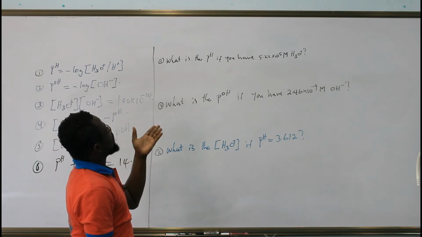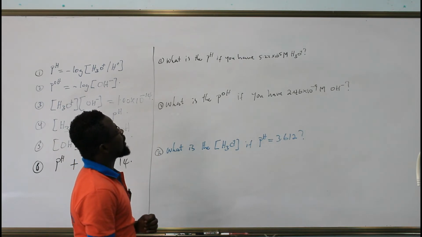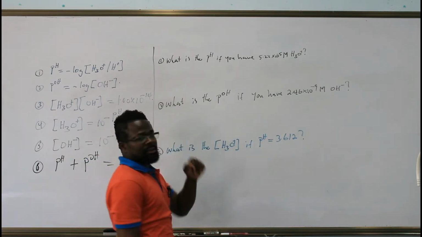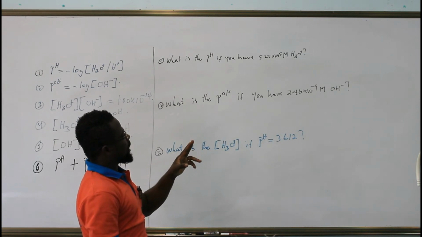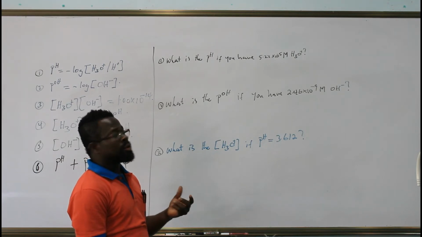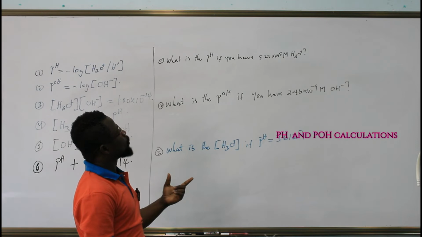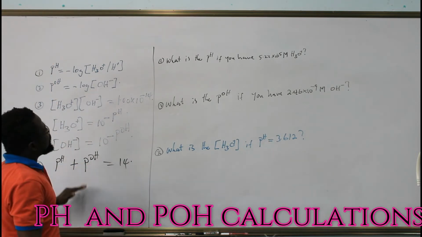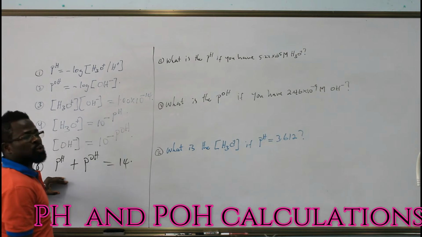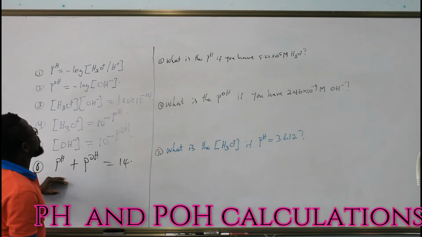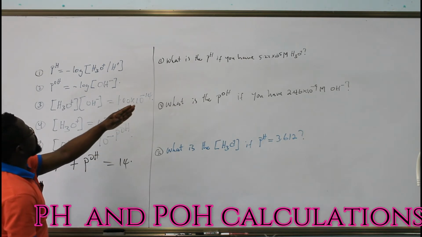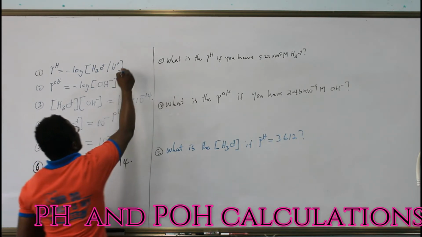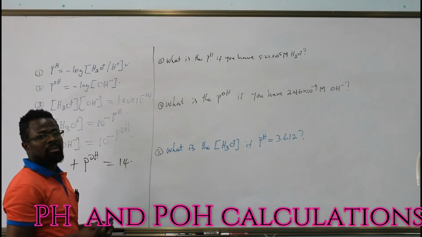Number 1: what is the pH if you have 5.22 times 10 exponent negative 5 molar concentration of H3O plus? In this case, the hydronium ion concentration is given, and we are told to find the pH. Once we are given a problem like this, you should think of these 6 formulas and see which one is the best to apply here. Because we are given the concentration of the H3O plus and we want the pH, formula number 1 best fits that particular problem. So we can use formula number 1 to solve the problem.